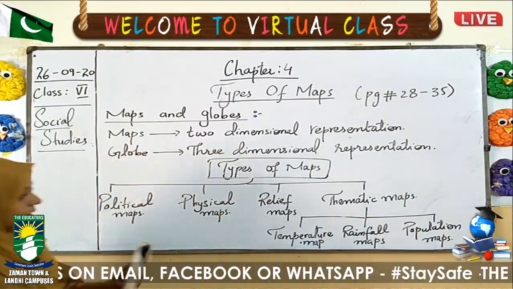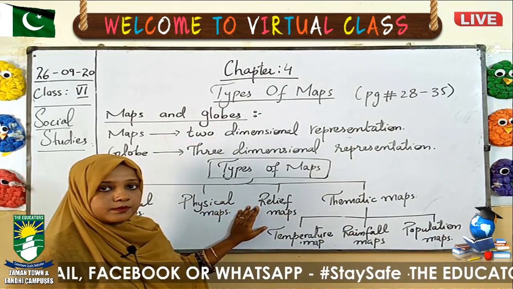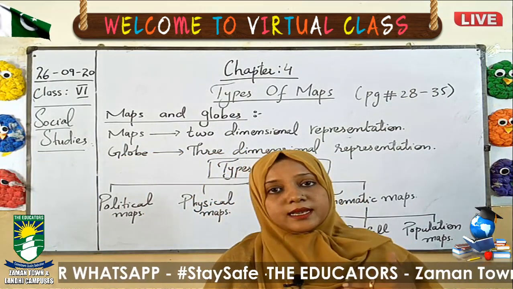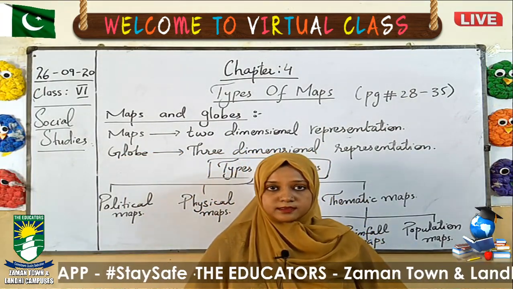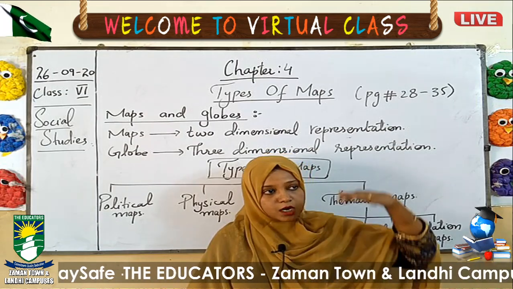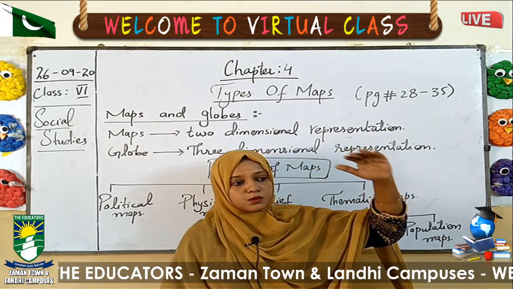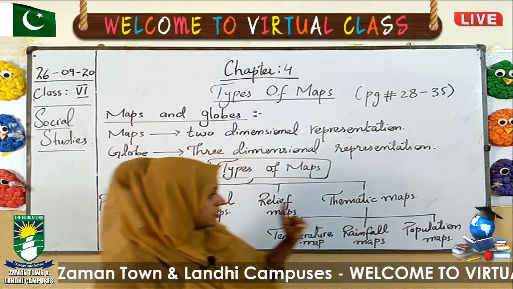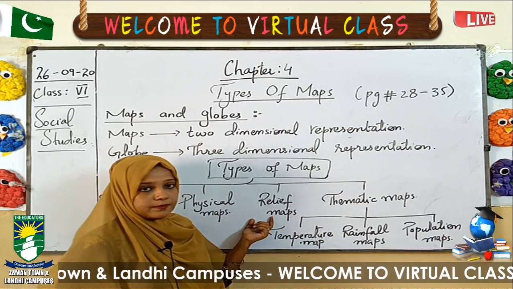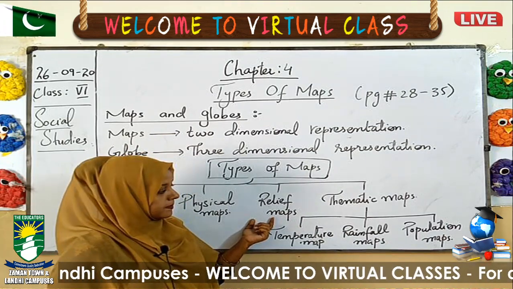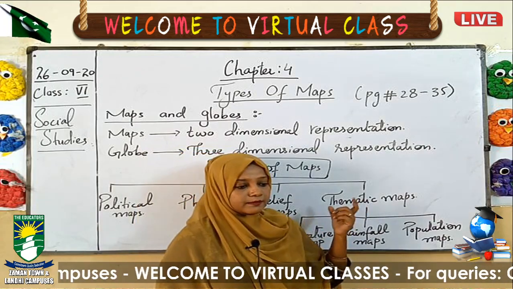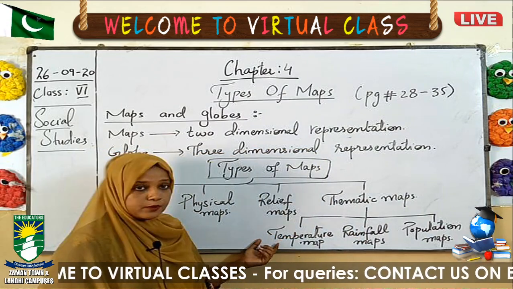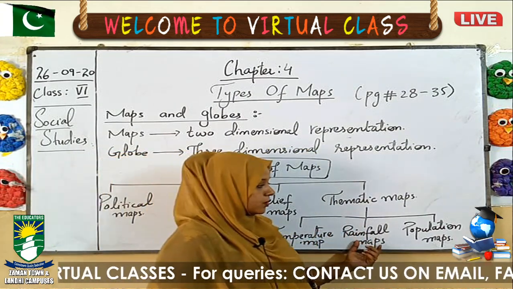Right? Then the relief maps. What does the relief map show? A relief map shows the different land elevations of these landscapes. There are mountains which are quite high, and there are some mountains which have low height. So different land elevations are shown in the relief maps. And if I talk about thematic maps, they select different themes: either the theme of temperature, rainfall, or population.